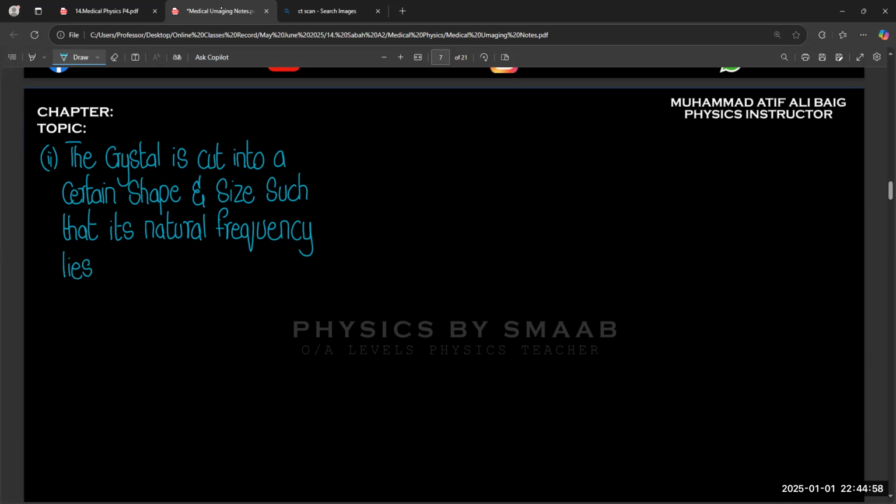So that's why we need to use the crystal according to a certain shape or size so that its natural frequency lies within the ultrasonic range. Otherwise, it matches with the other range and it collapses. It would be too much for it to withstand. Yes, ultrasonic range.